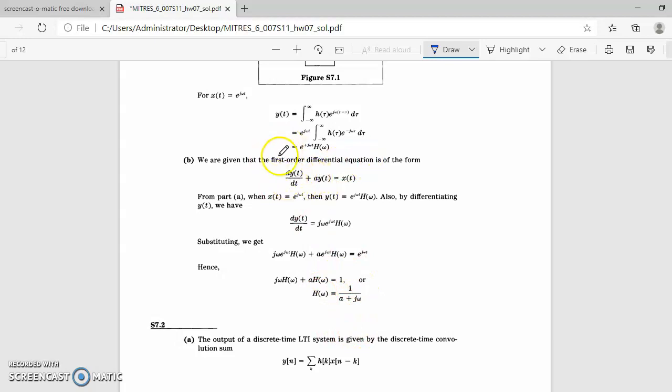Once again I am repeating this problem for your understanding.